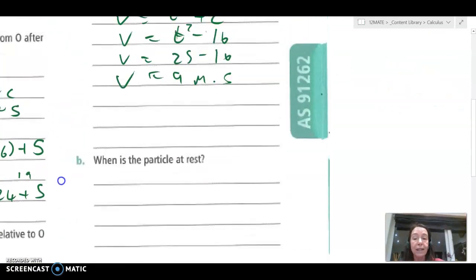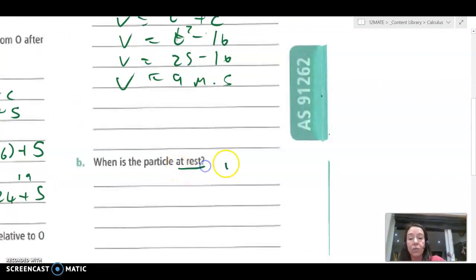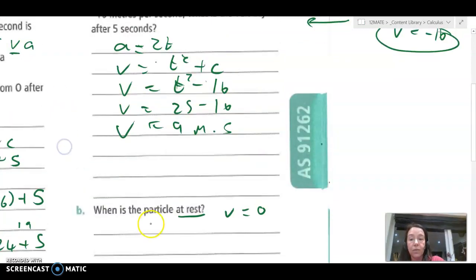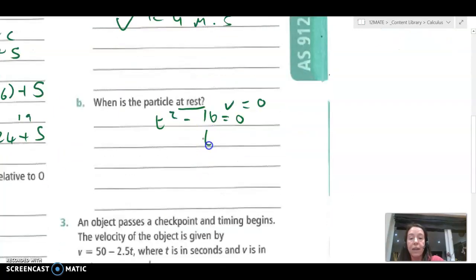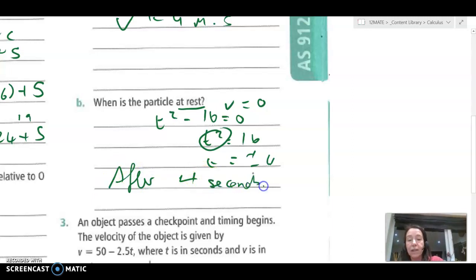When is the particle at rest? The particle is at rest when velocity equals 0. So I have got t squared minus 16 equals 0. T squared equals 16, so t is plus or minus 4, so it's time, so we're not worried about negative time. So after 4 seconds, that's not very tardy.